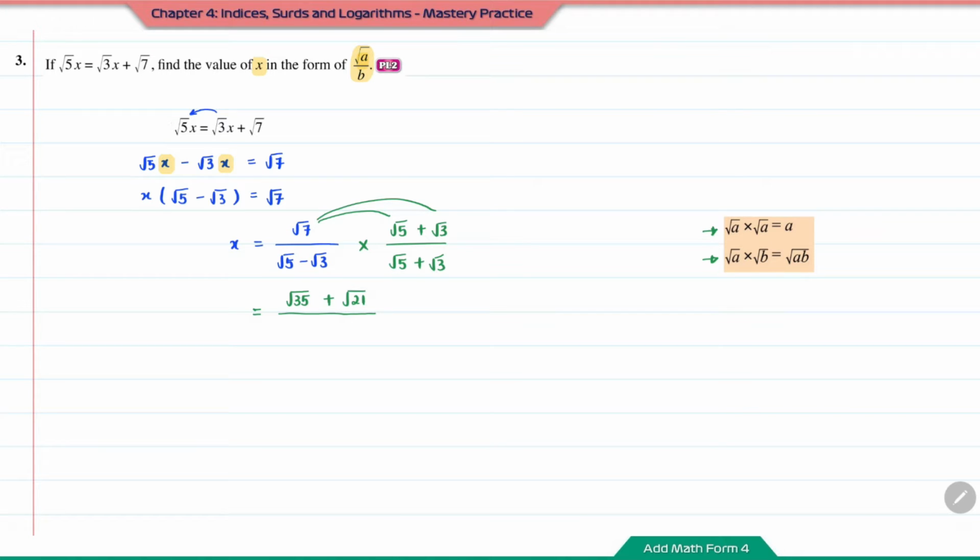Now, as for the denominator part, to do the expansions, you can refer to this. So the first one is going to be square root of 5 times square root of 5, which will give you the answer of 5. Then minus square root of 3 times square root of 3, which is 3. Therefore, the answer will be square root of 35 plus square root of 21 over 2. Therefore, here you already write the answer in the form of square root of a over b.